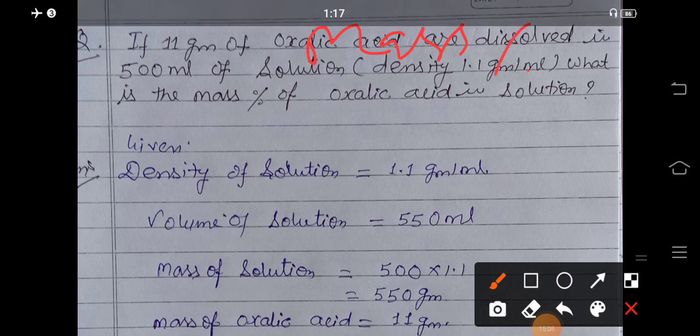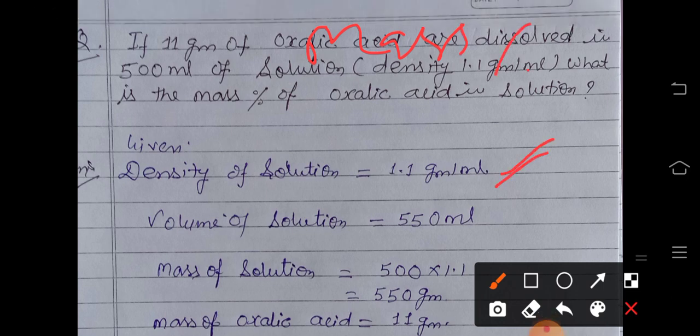First of all, the density of the solution is 1.1 gram per milliliter. Now we can calculate the mass of the solution. Here's a mistake: volume of the solution is equal to 500 ml. Now the mass of the solution is equal to density into volume. Density is 1.1 and volume is 500. Now we multiply it. The mass of the solution is 550 gram.